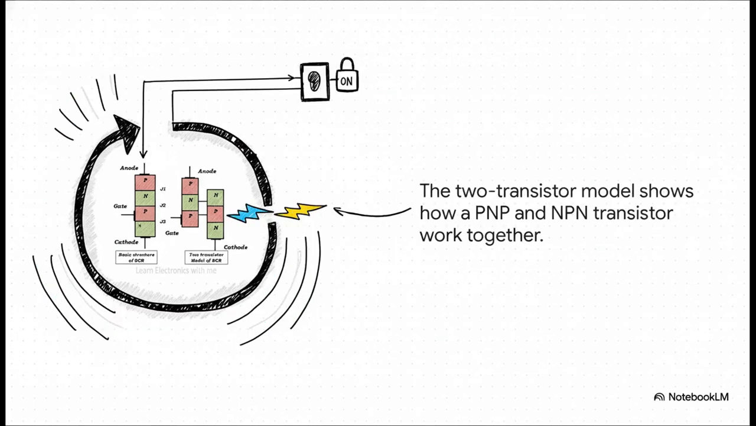What's really clever is how an SCR actually works. You can think of it as 2 transistors that are connected together in a special kind of loop. When just a small pulse of current hits its gate, it triggers this internal loop and the whole thing latches on. And it stays on, conducting full power until you cut the main power completely. It's like a switch that locks itself in the on position.